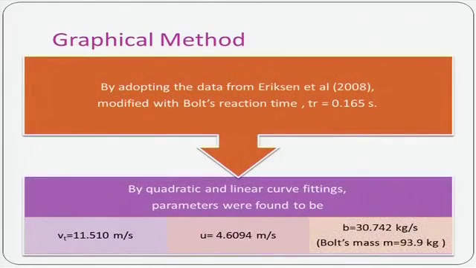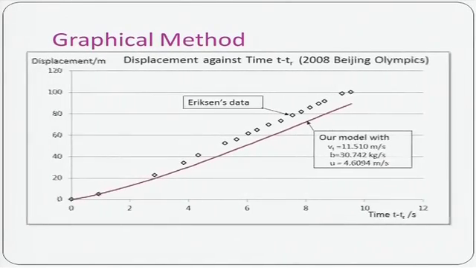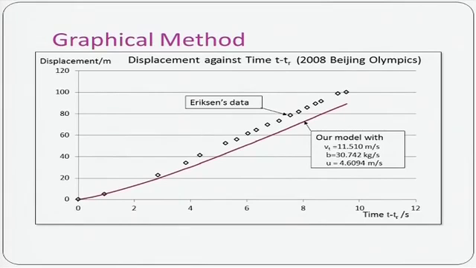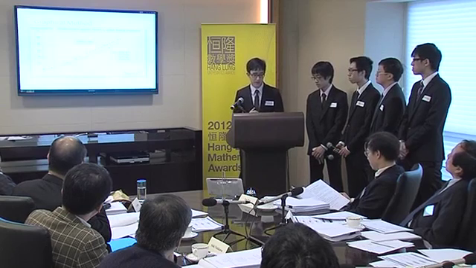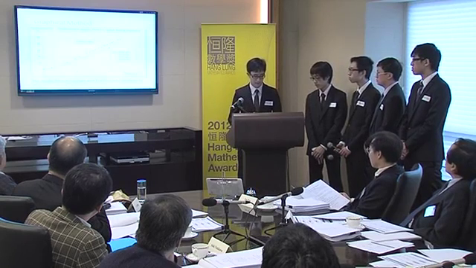And here comes the graphical method. We first investigate Bolt's motion in the Beijing Olympics, and we decided to adopt the data from Ericsson's report. Using curve fitting, we can find the parameters as follows. But here's the bad news. After inserting our parameters into the model, we found that our model did not correlate with Ericsson's data very well. But we are not discouraged. We decided to improve our method.